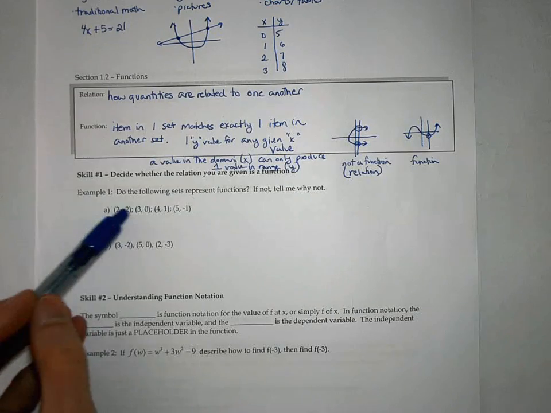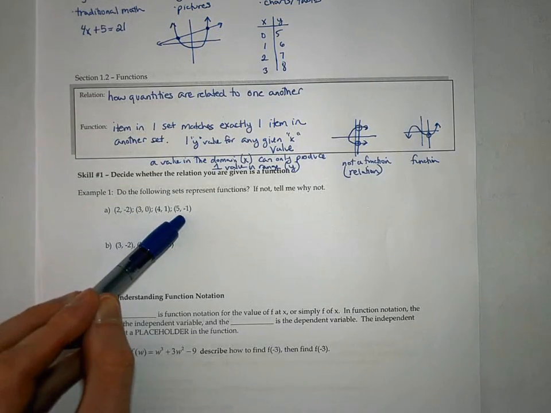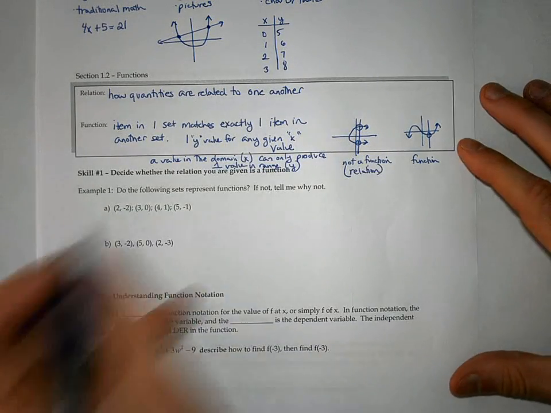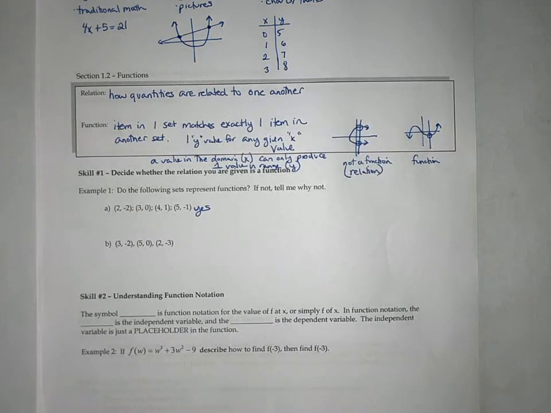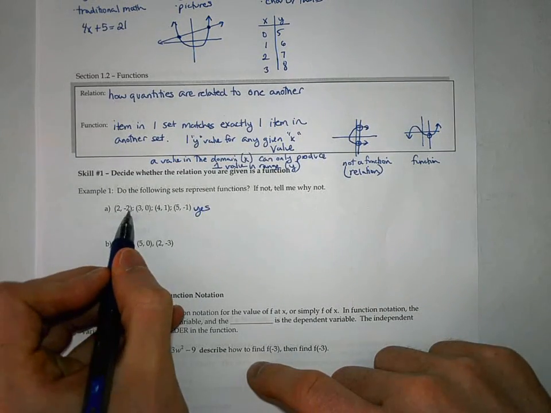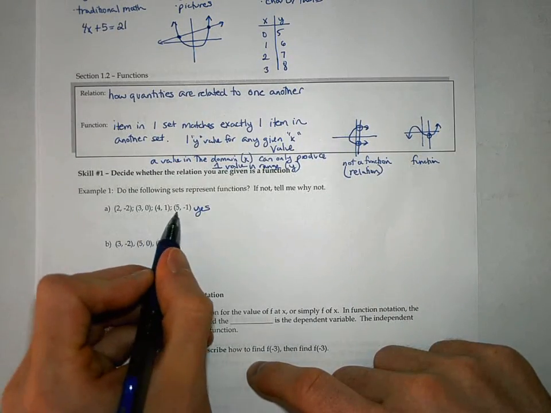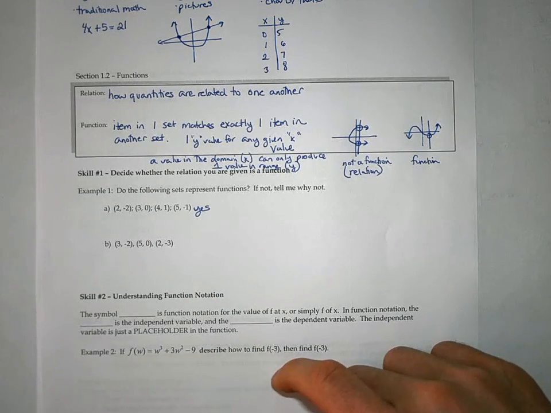So the first thing we want to look at is, do these sets of data represent a function, or are they just relations? So the first one: 2, -2, 3, 0, 4, 1, 5, -1. Does this represent a function? The answer is yes. The reason for that is each x value only goes to one y value. Here 2 goes to -2, 3 goes to 0, 4 goes to 1, and 5 goes to -1.